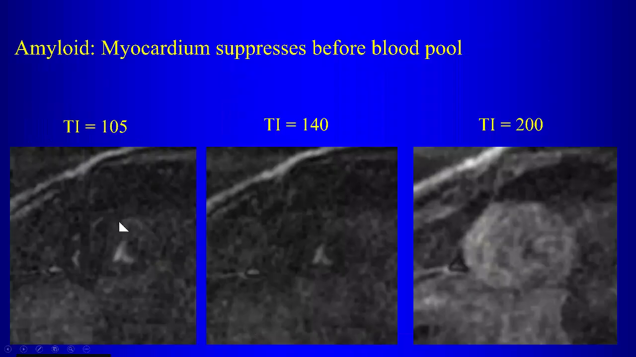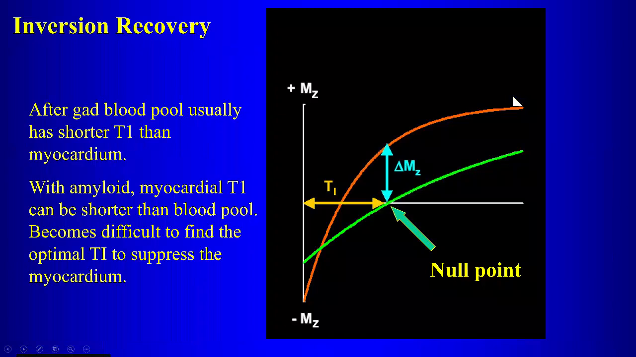So what happens there? Here the blood pool is bright at a TI of 105, and at a TI of 140 the blood pool is still bright, but look, the myocardium is now dark, is suppressed, right? And then here, the blood pool does not suppress until we get to a TI of 200 in this particular patient. And then here, the myocardium is bright. So that kind of reversal can occur with amyloid. And so, we talked about the null point, right? So the shorter the T1 time, the null point moves lower and lower when you're doing inversion recovery sequences. So normally the blood pool null point, let's say, is over here where the myocardium is here.